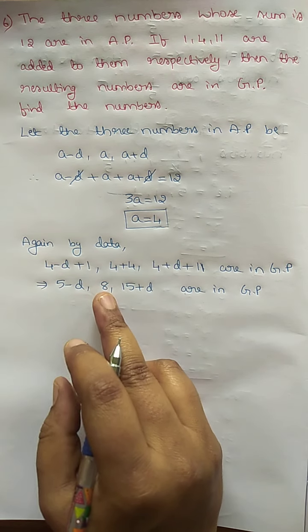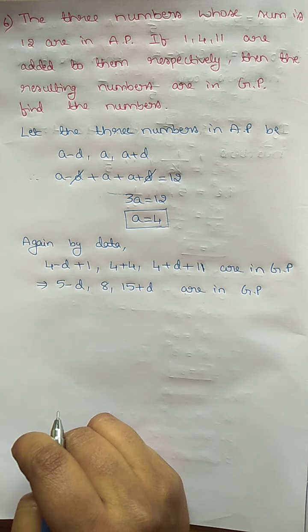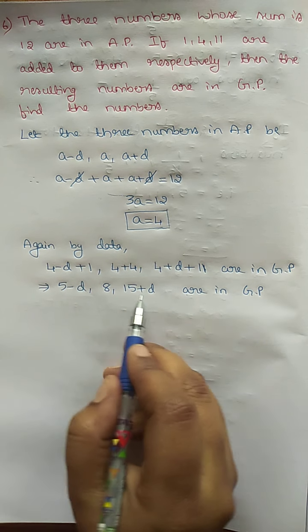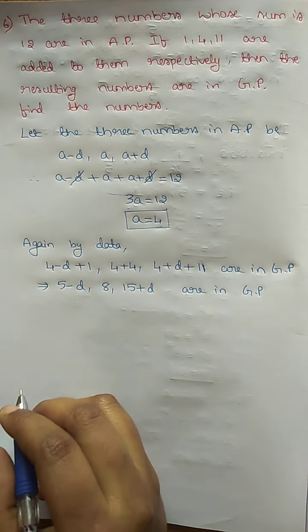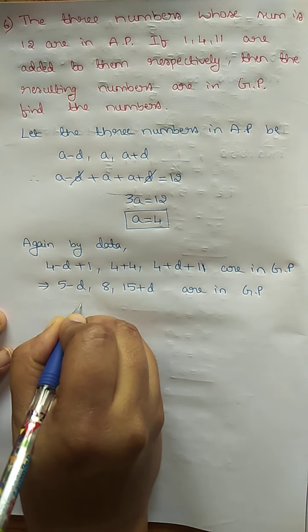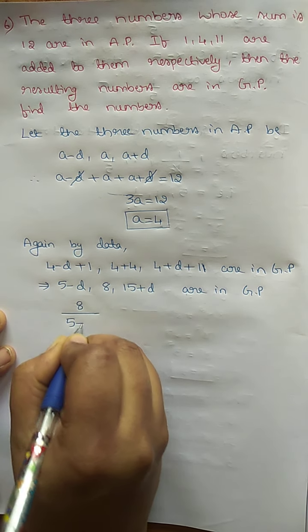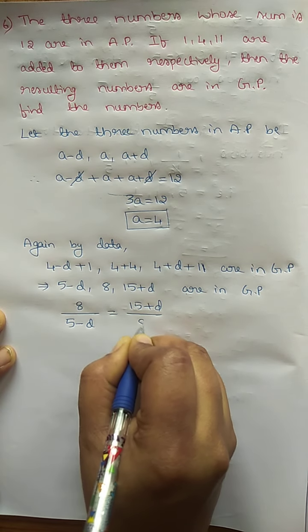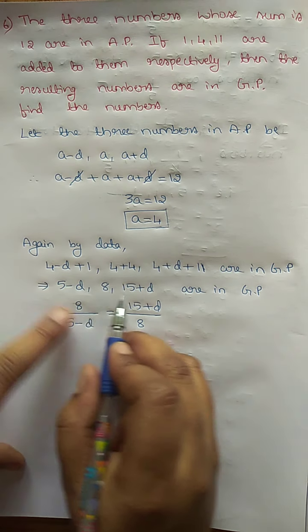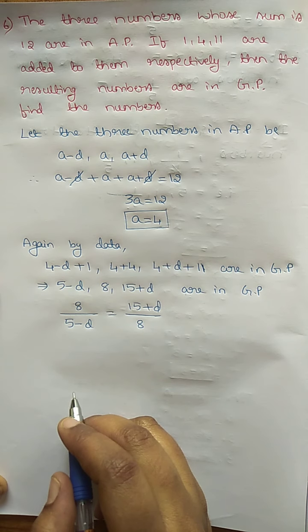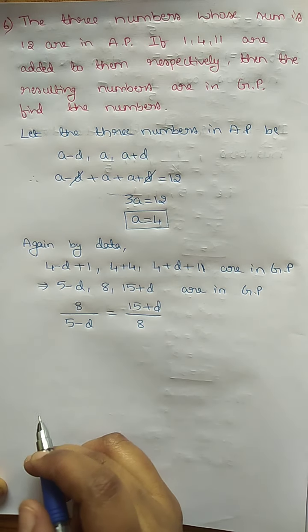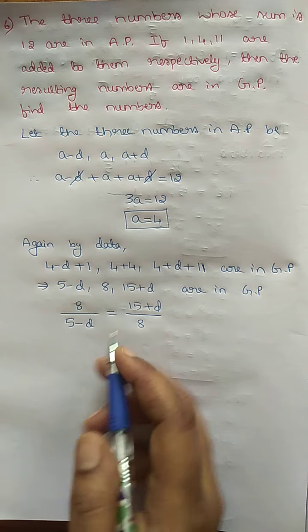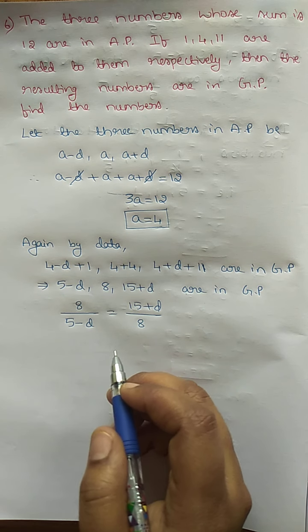The ratio of a term and its preceding term is constant, which means the ratio of 8 and 5 minus d, and 15 plus d and 8, is constant. Therefore, 8 by 5 minus d equals 15 plus d divided by 8. The ratio of the first two terms and the next two terms is constant. Now we have to find the value of d.